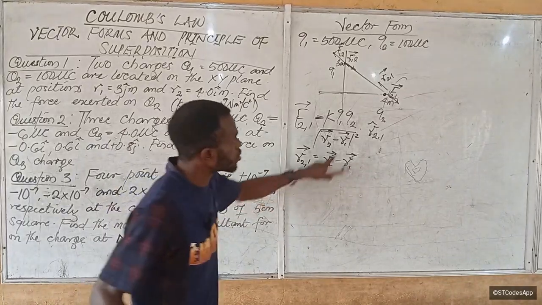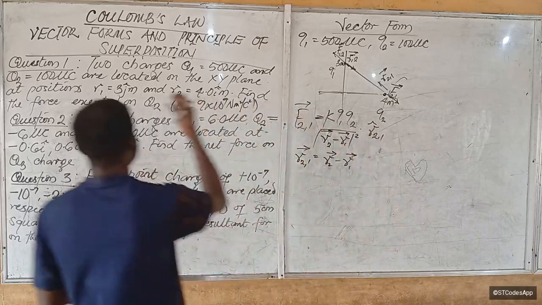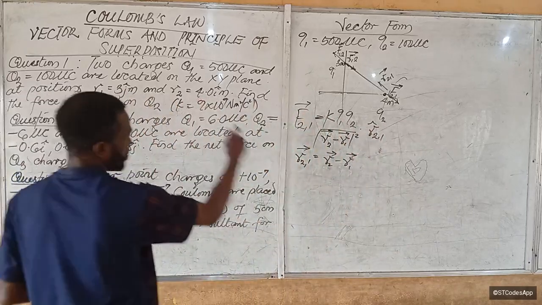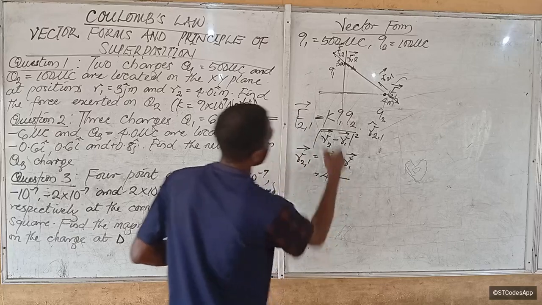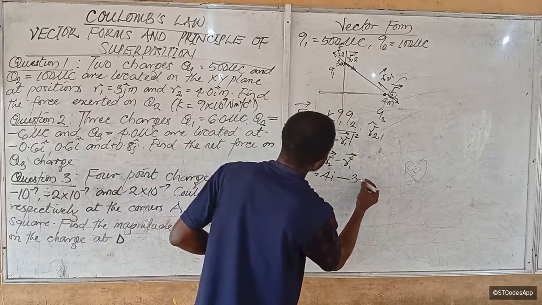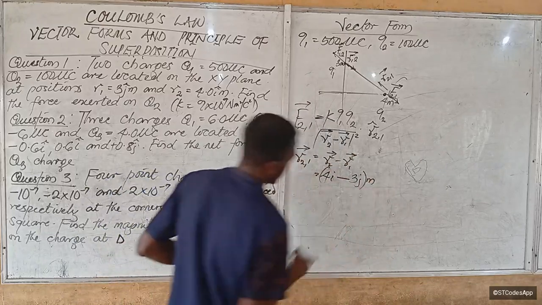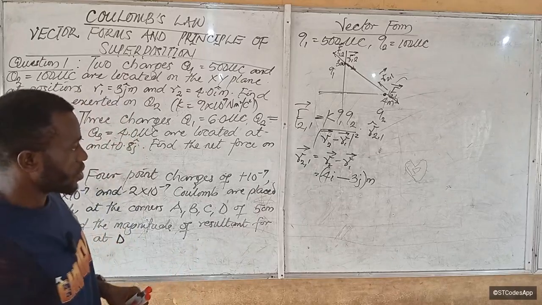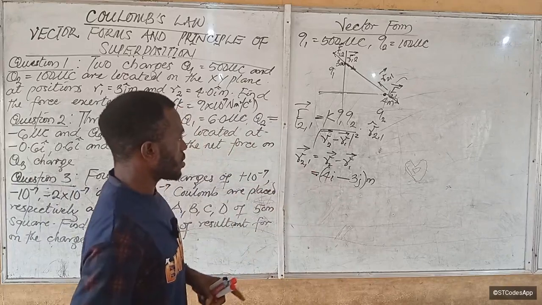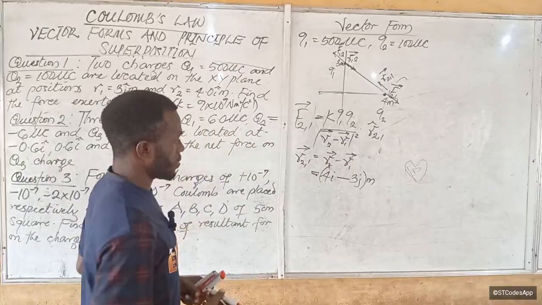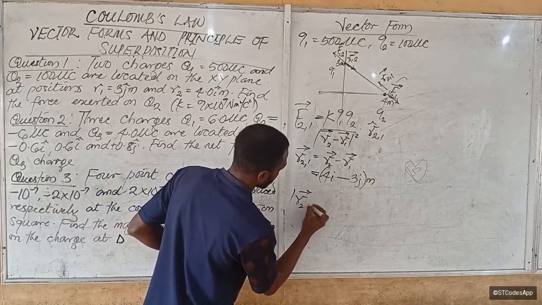And what is R2? What's position R2? That's 4, right? 4 in what direction? In this direction. In fact, you're already given 4i meters. So that becomes 4i minus R1, that's 3j, right? Both are in meters. Okay, so this is going to be our R2 minus R1.